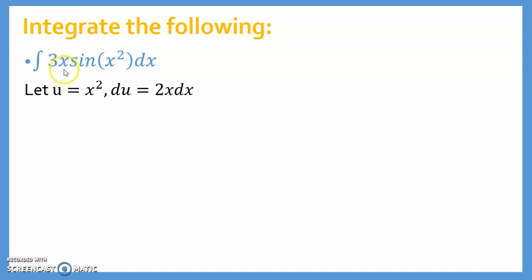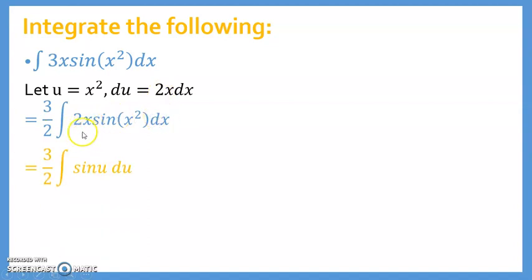As I said before, the number that you don't need, take it outside the integral. So we will take 3 outside the integral. And the number that you need, which is 2, you multiply and divide by it. So we multiply and divide by 2 to get 2x. Now you replace 2x dx by du, and sine x squared is sine u, because u is x squared.